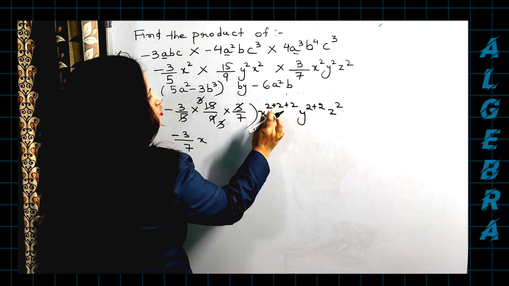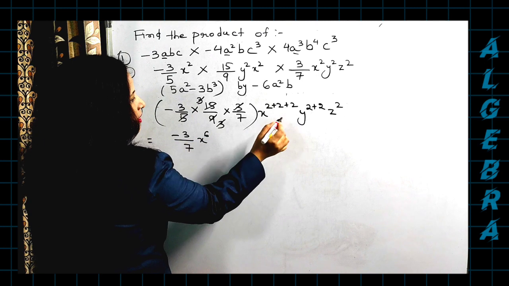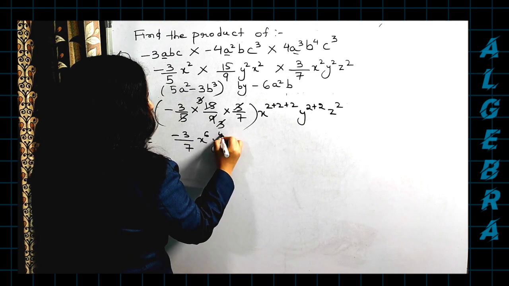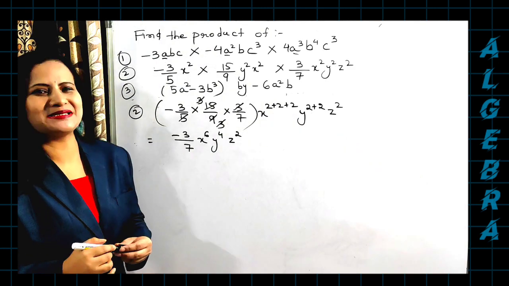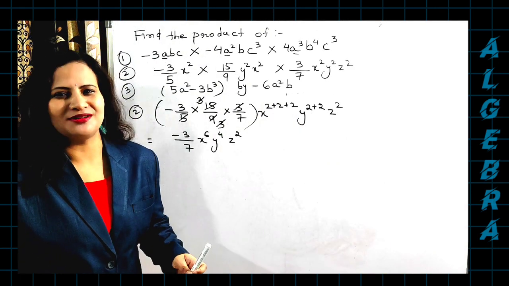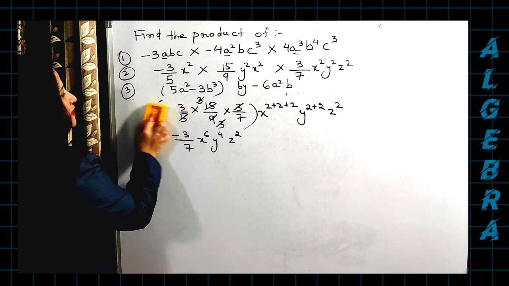Now x to the power of 2 plus 2 plus 2, 6. Y to the power of 4. Z to the power of 2. That's it. Very simply you will be able to solve it. Right? Now let's come to the third question.